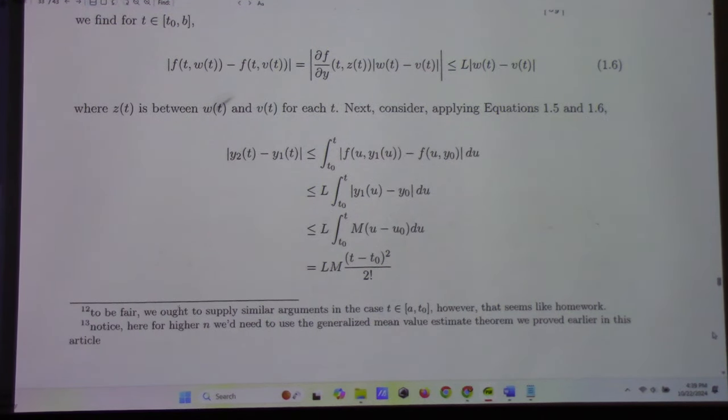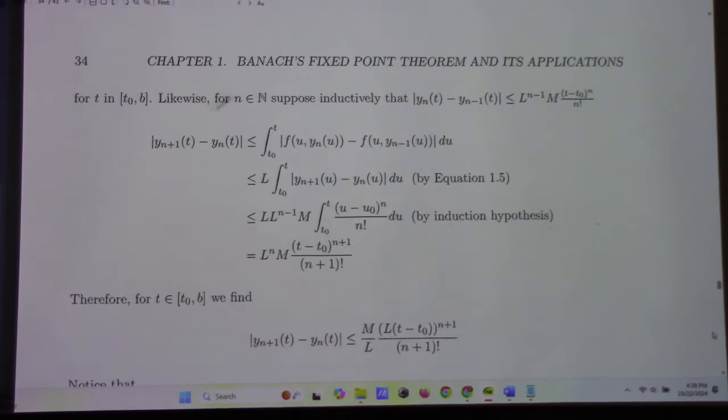And the 2 factorial is suggestive of the fact we're going to keep doing this. So if you suppose inductively that this is less than or equal to that, and we look at this, the same steps I just went through, all right? This is equal to that, then by equation 1.5, I pull the L out, and I take the difference of the second components in the F. But then by the induction hypothesis, this is less than or equal to L to the n minus 1 times M times this integral. Again, that's supposed to be a t naught, my bad. We get this, which is the induction claim for n plus 1.